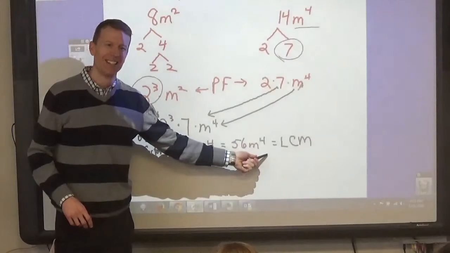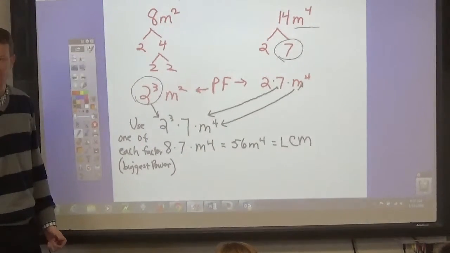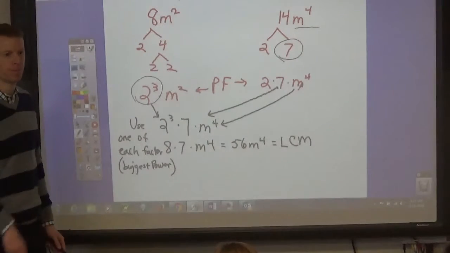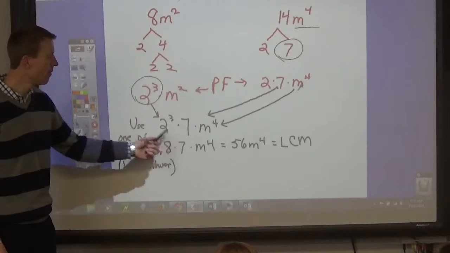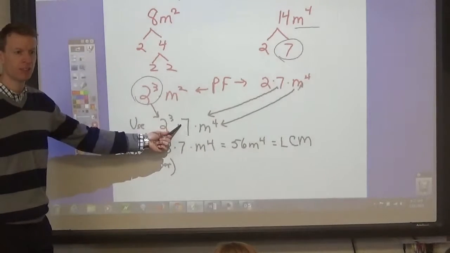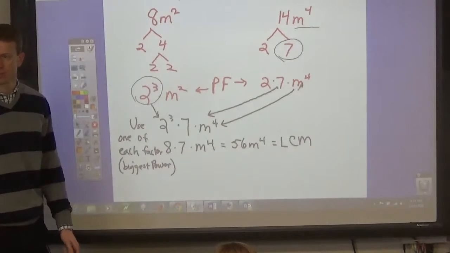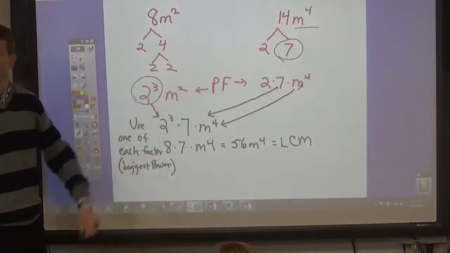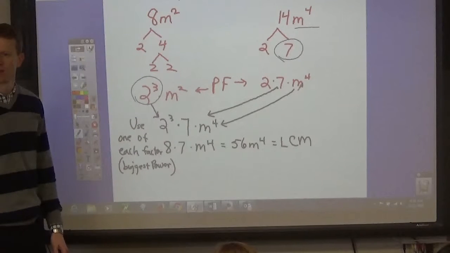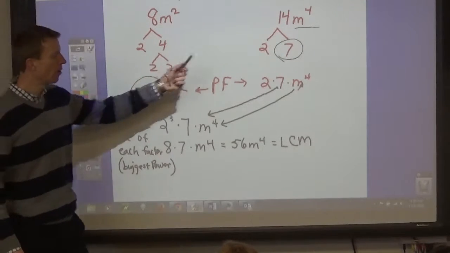56 and m to the fourth. Yeah. The 56 comes from where? Where does the 56 come from, Bethany? 8 times 7, which was 2 to the third power times 7. Where did the 7 come from, Jacob? 7 came from 14. Yep.